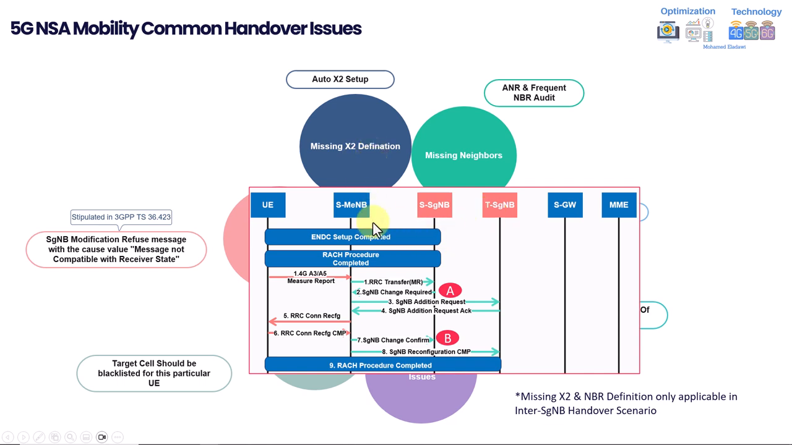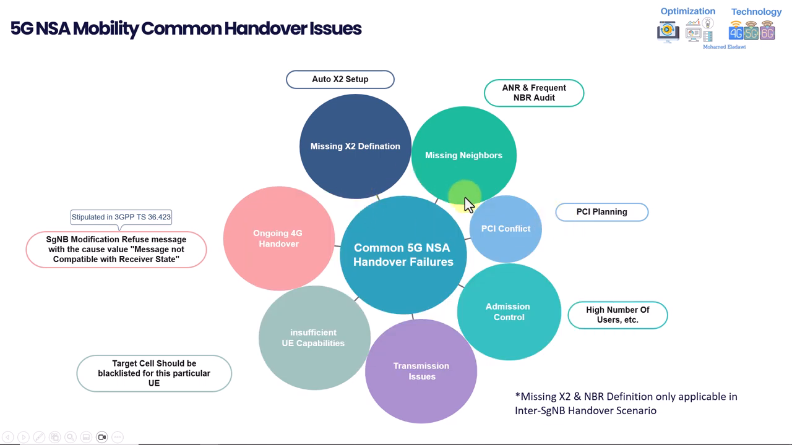Also missing X2 definition: assuming there is no X2 defined between this one and this one, the same will happen for any message exchange between both of them. So this is also why it's happening. Also for sure, if you have a PCI conflict, this is also something normal. And sometimes the target node has admission control, for example high load in users or license limitation or whatever, depending on each vendor's specification. And also there are transmission issues impacting, for example, the X2 link.